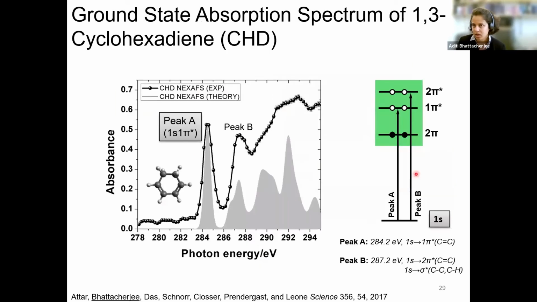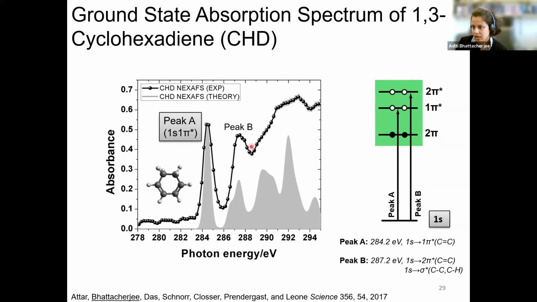So with that introduction of cyclohexadiene, I want to show the ground state X-ray absorption spectrum. Here in the solid black line connecting the black dots is the experiment. The solid gray is the theory that I just discussed. And most of this discussion will focus on the first peak labeled peak A, which is, as you will recall, the 1s to 1 pi star transition in this molecule.